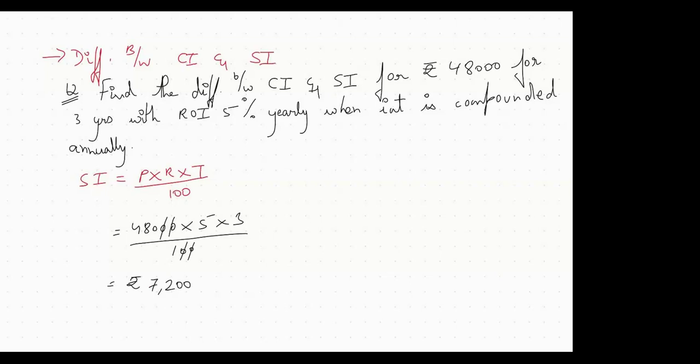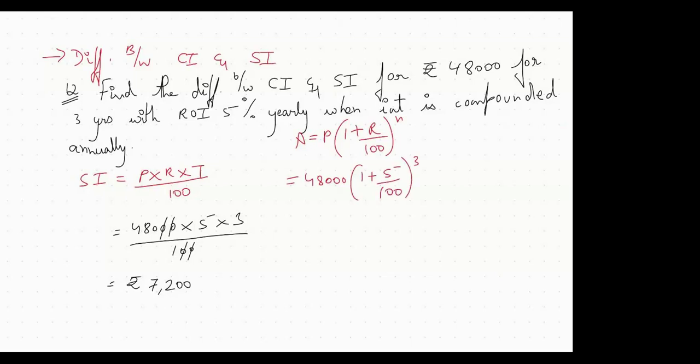Now we will calculate CI. Okay, for the CI amount formula, we will use amount equals to P into 1 plus R upon 100 raised to the power N. Put the values: 48,000 into 1 plus what's R? 5. What's N? 3 years. 3.